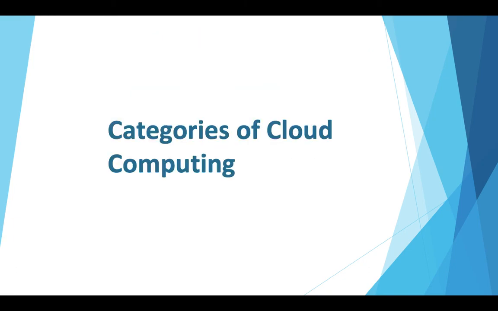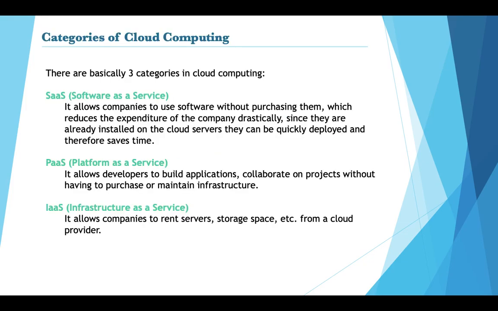Again, we had it on three bases: SaaS, PaaS, and IaaS. SaaS allows companies to use software without purchasing it, which reduces the expenditure of the company drastically since the software is already installed on the cloud servers. It can be quickly deployed and therefore saves time. Platform as a service allows developers to build applications and collaborate on projects without having to purchase or maintain infrastructure. So what is infrastructure as a service? It allows companies to rent servers, storage space, and more from cloud providers. That is how it works.